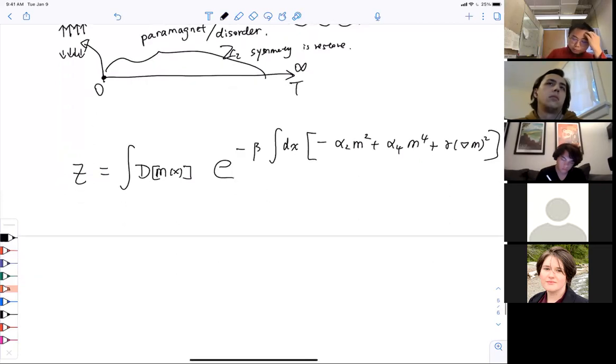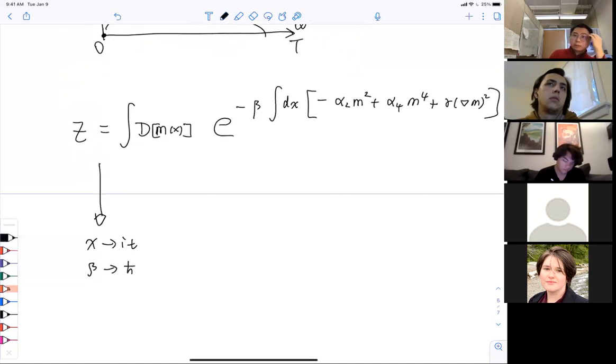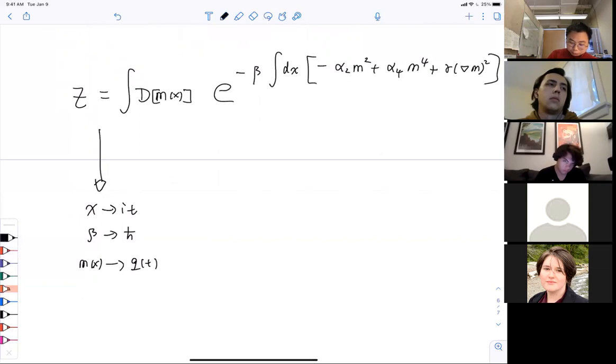Okay. How to map to a double well problem in quantum? Okay, let's change our variable x. Basically, we map the one dimension, the spatial dimension, to a time, imaginary time. And we map this temperature 1 over kBT to h bar. And also we map this variable m to our position.